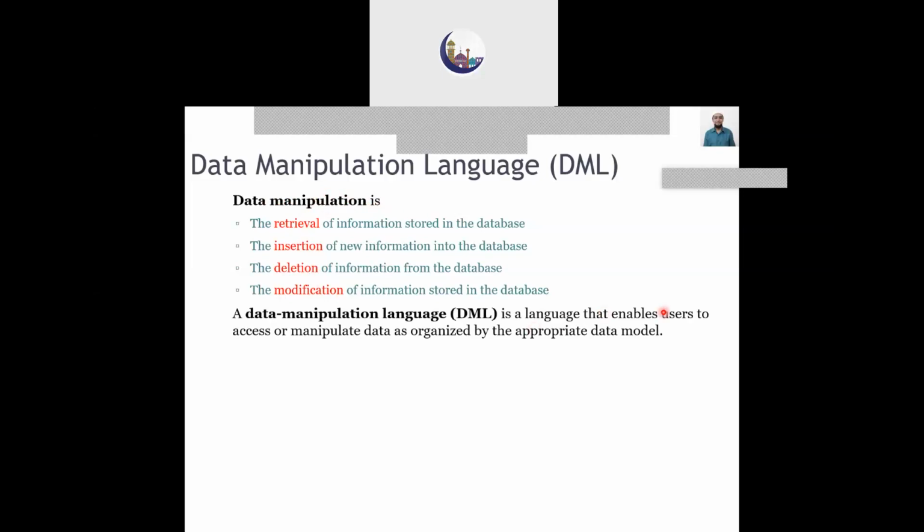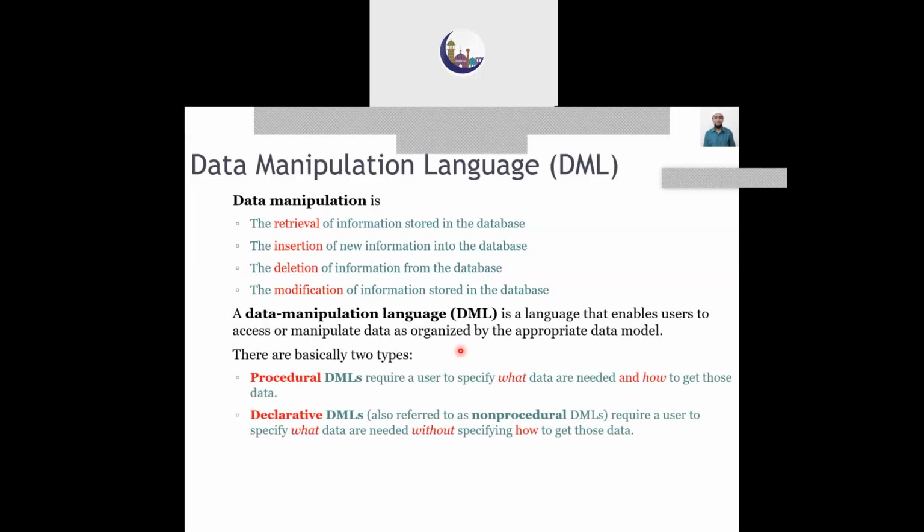It is the language that enables users to access or manipulate the data as organized by the appropriate data model. There are two types of commands in this: one is pure, the second one is a little commercial, as we discussed earlier. With regard to pure, it's completely procedural. In this one, we need to tell the compiler step by step what is to be done, right from scratch: what data is to be accessed and how that data should be accessed. Both things should be told.